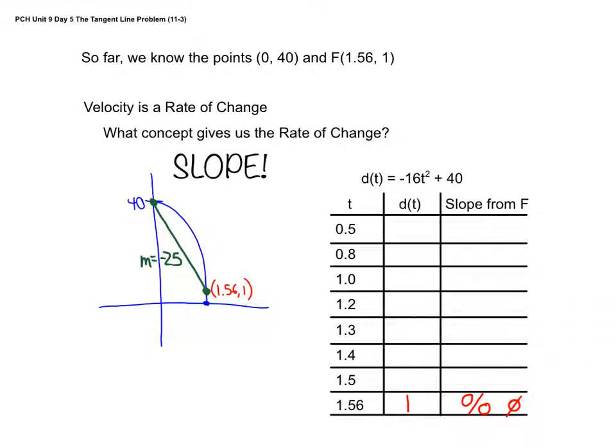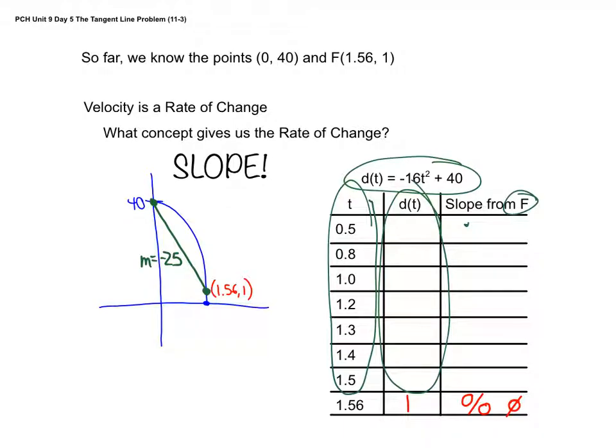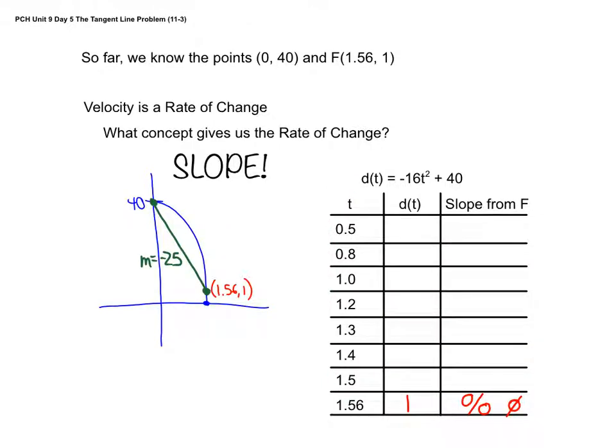So with you and your partner, I've given you a number of other times here. I want you to use our formula to find out what the distance off the ground will be at that point. And then for each of those, I want you to find the slope between that point and F. Okay? Use F for all of the slopes, because F is the point that we're actually looking for the instantaneous velocity at. So take a few minutes here and try that.